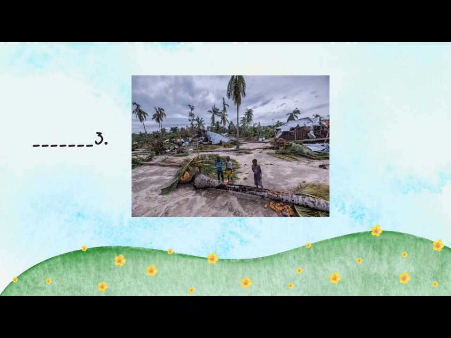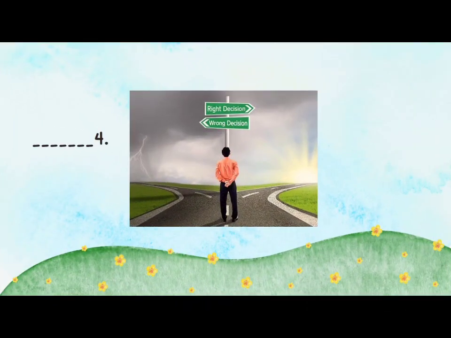How about this one? Is this internal or external conflict? The correct answer is, it's external conflict. How about number 4? Is this internal or external? The correct answer is, it's I. It's internal conflict.